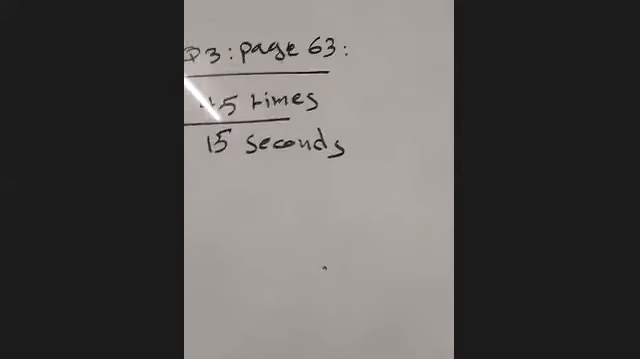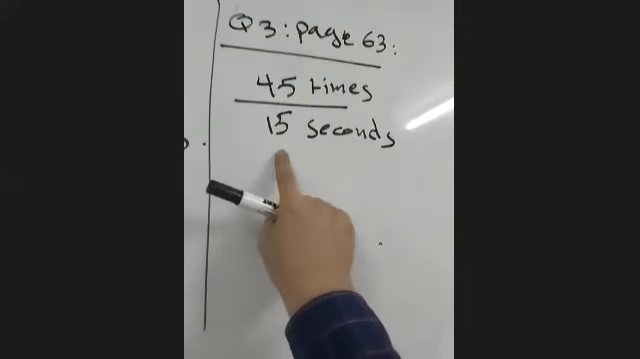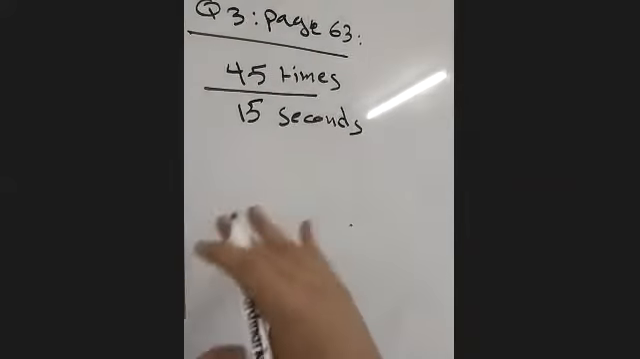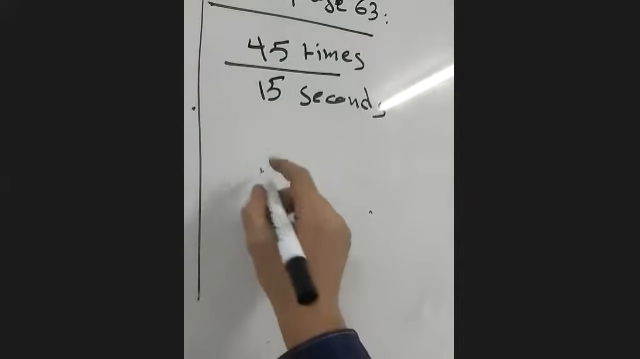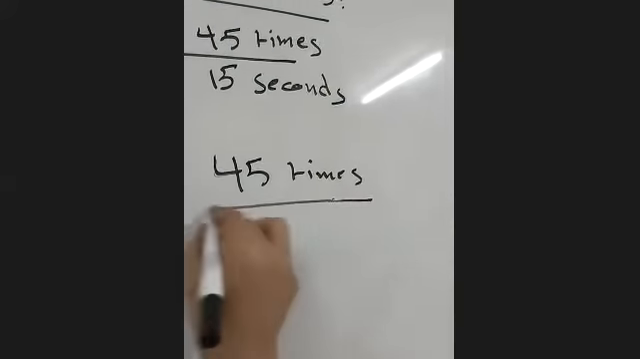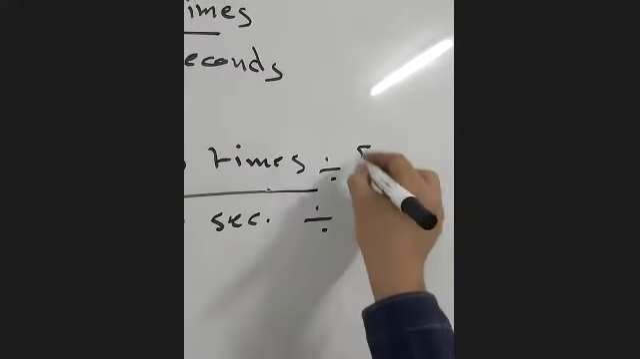Look here, mister. Try to understand. 15 seconds to make it 1, mister, we need to divide 15 by itself. So I will turn this rate to unit rate. We said that more than 20 times, by the way. This is 45 times over 15 seconds, both up and down divided by 15.